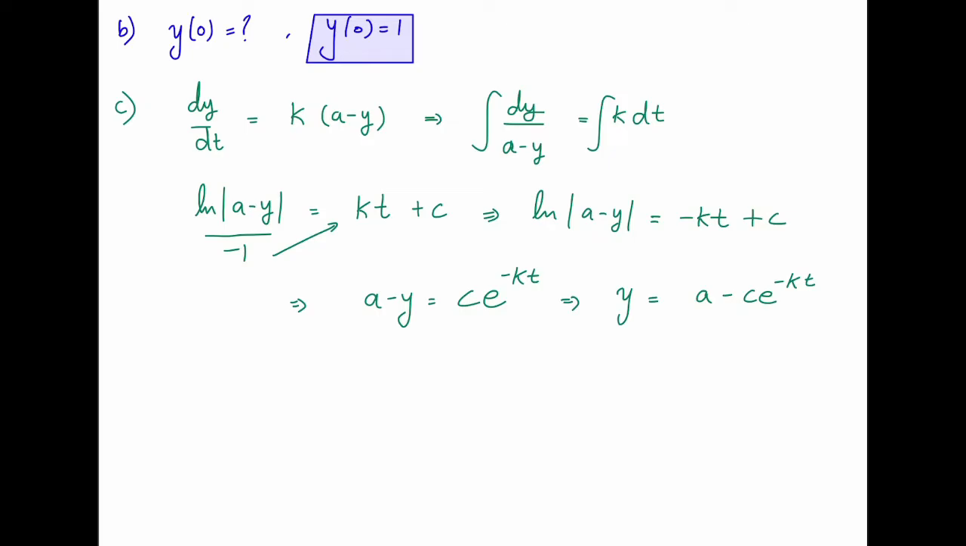So now we have a, c, and k, which we don't know. So how do we figure out a, c, and k? By the given information. We can easily figure out the value of c. Let's see what we can get. We know that y of 0 is 1. So let's try to plug it in and see what we get. Okay. So y of 0 equals 1. That means 1 must equal a minus c e to the power of 0, which implies that 1 equals a minus c, which implies c equals a minus 1. Okay.